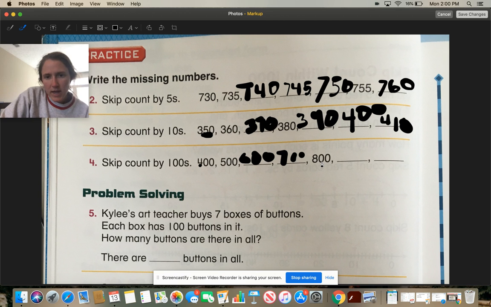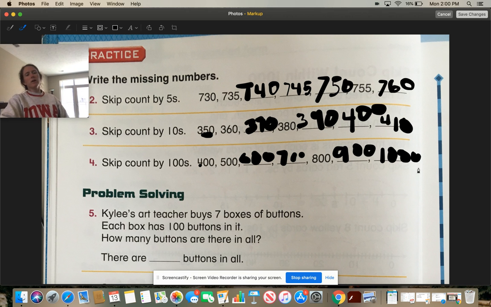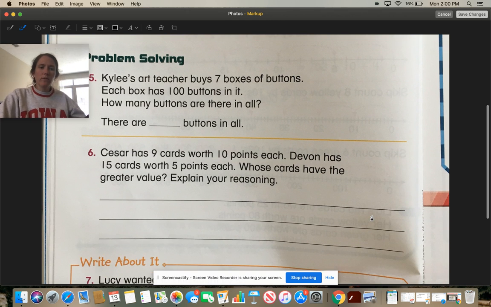Plus 100 would be 800, which is already done. Plus another 100 would be 900. And then what is 100 more than 900? Well, 100 more than 900 is actually 1,000. And now if I thought my numbers wouldn't fit before, I bet they really are going to have a hard time fitting. So 1,000. Let's go on to some problem solving.